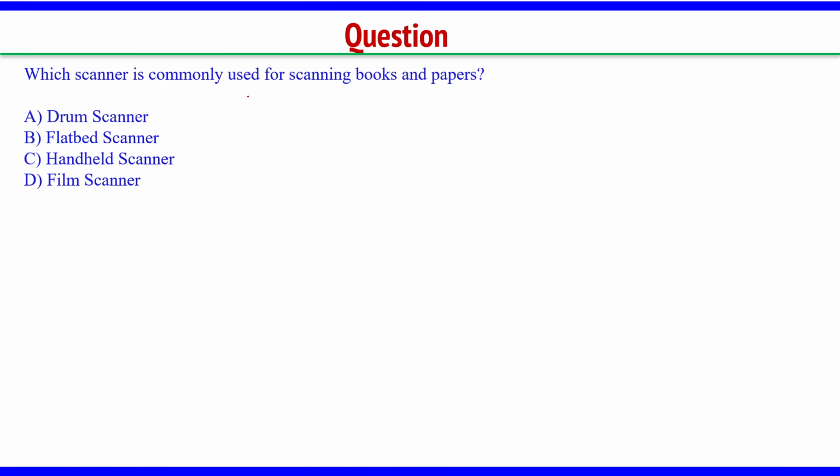Which scanner is commonly used for scanning books and papers? There are different types of scanners: drum, flatbed, handheld, film scanner. So which scanner will we actually use for papers and books? See, paper and books are flat things, so we will use a flatbed scanner.